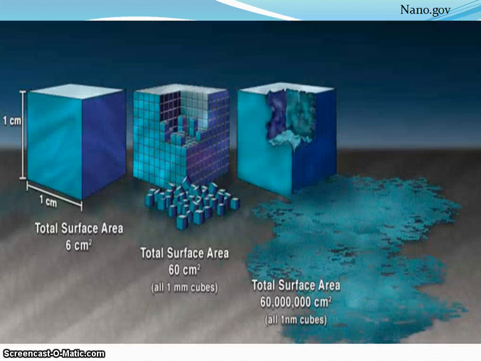I guess next, also, they're much more reactive. Because they have such a greater surface area, everything on the nanoscale reacts a lot more than anything on the macro scale, which is what we live on. Because every surface on these molecules is available, where on ours, it's like the first cube. You only have so much area.